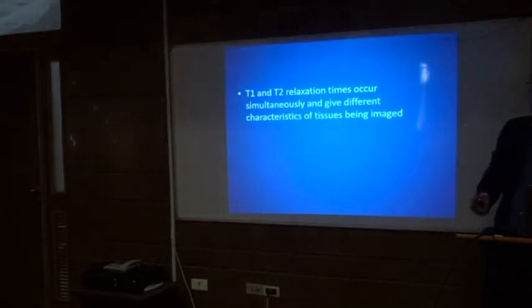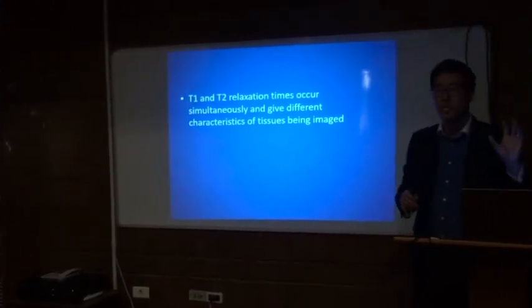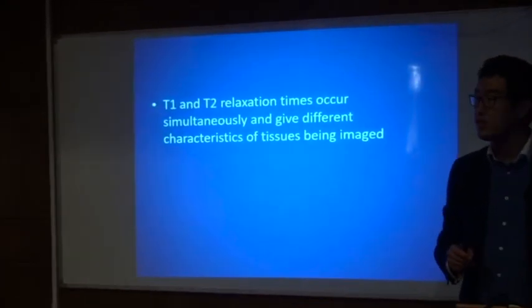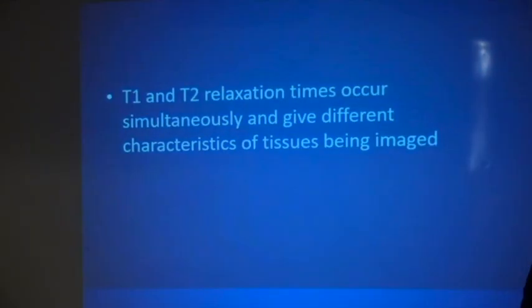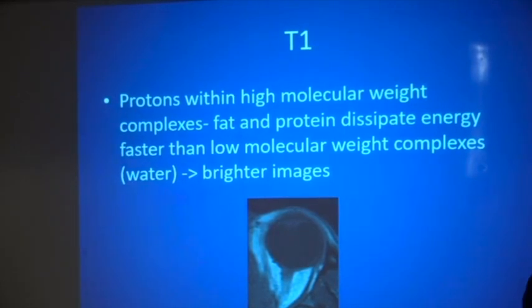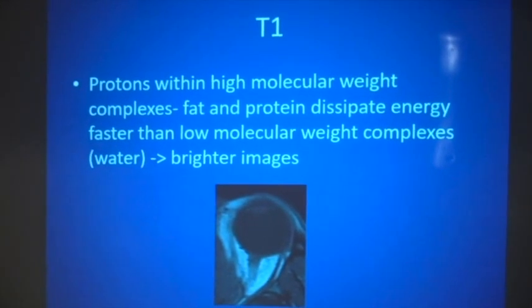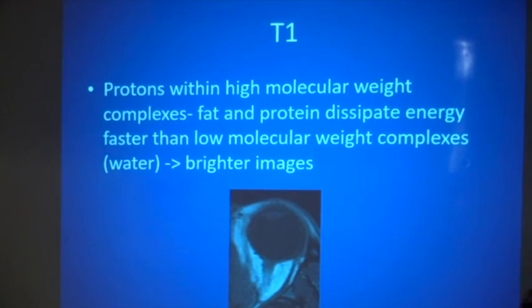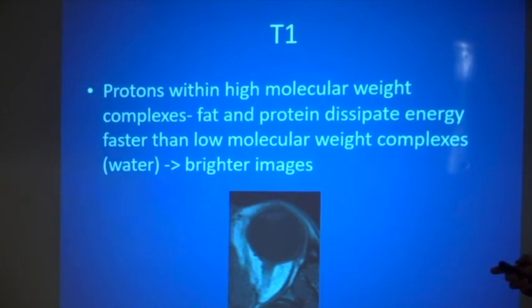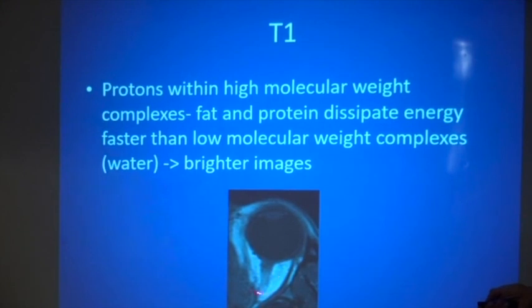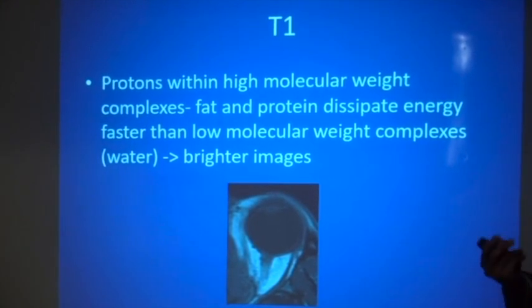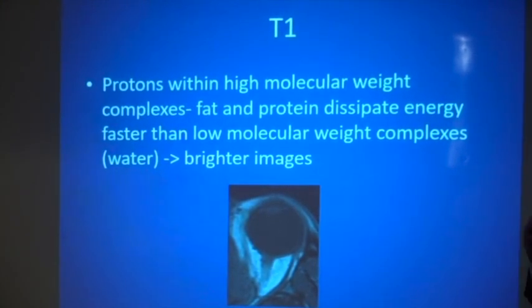Excellent. So T1 and T2 relaxation times occur simultaneously and give different characteristics of the tissues being imaged. The protons within high molecular weight complexes, such as fat and protein, dissipate energy much faster than, say, water or low molecular weight. And this is why you get very bright images. So you can see here in the fat, because it returns so fast, it dissipates the energy very fast. And that is why you get these images right here.